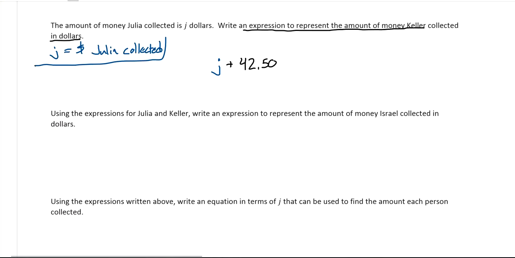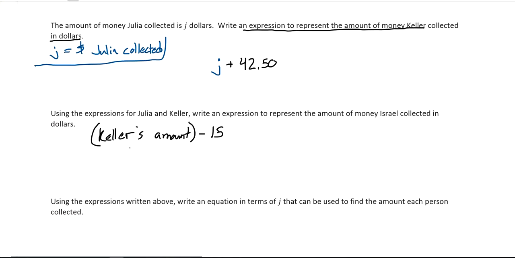Now remember, we're going to use that same J for Israel, and we're going to figure out how to write an expression for Israel. So Israel collected $15 less than Keller. So what we can do is use Keller's amount, and we can subtract $15. And all this represents the amount of money Israel collected in dollars.